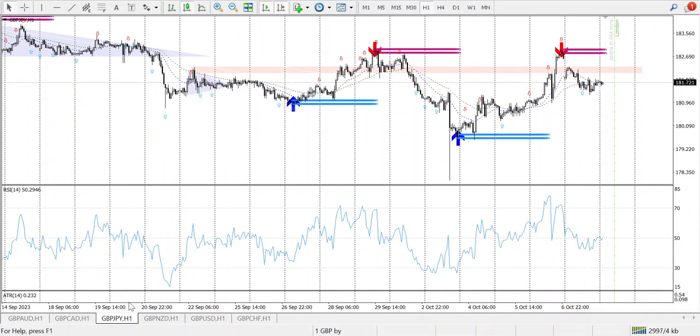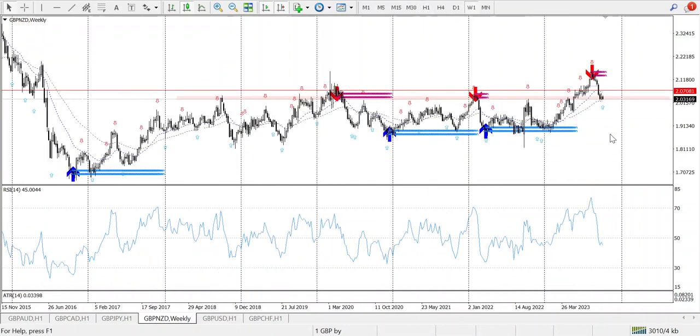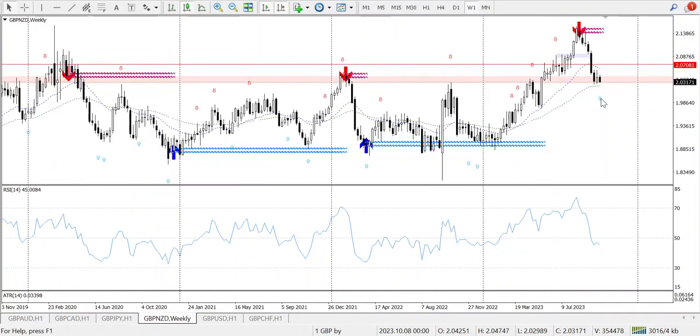So when the pattern does not form, I will be trading on the basis of moving average and candlestick pattern. Okay, coming to GBP JPY. Now here you can see this hanging man on last week. So this hanging man indicates that the market will still go down.